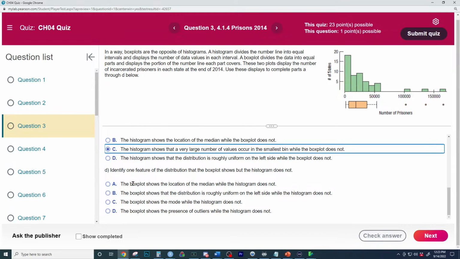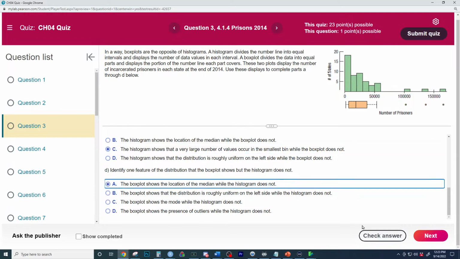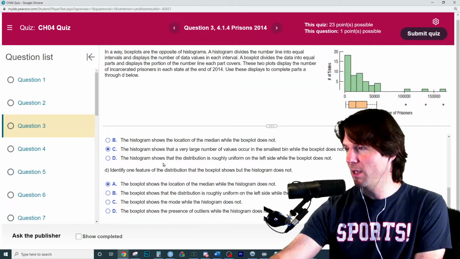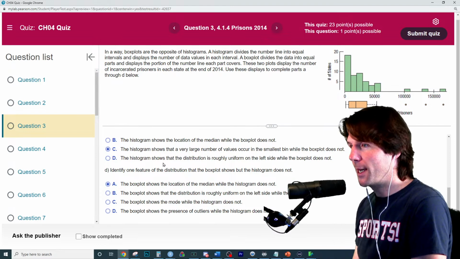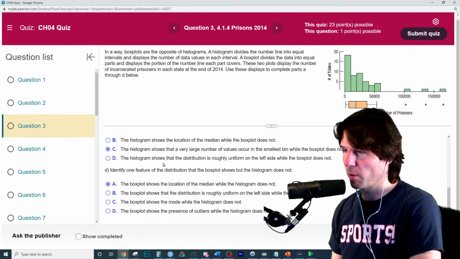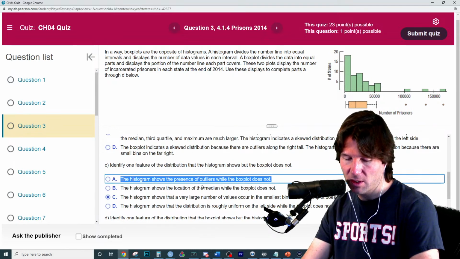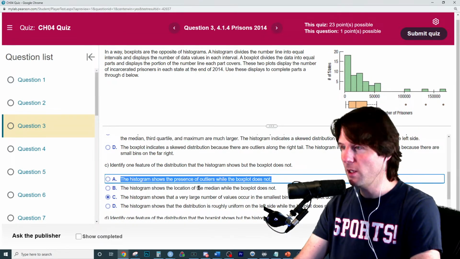That's right skewed. Identify one feature. It's going to be the median if they're doing the same things right here. The box plot shows the location of the median while the histogram does not, so we should be good on that now. So yeah, that was a little bit tricky right there. I don't think it's total ban this question. Just the way they worded that one, because when I got to the last one, I was expecting it to be correct. Because these are obviously false. They both show outliers.